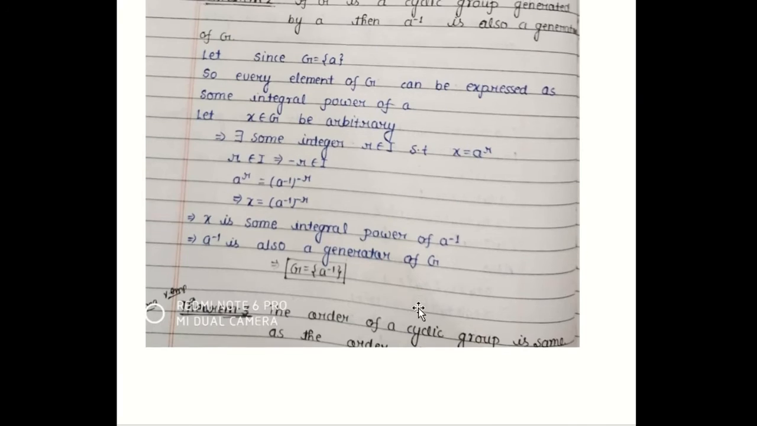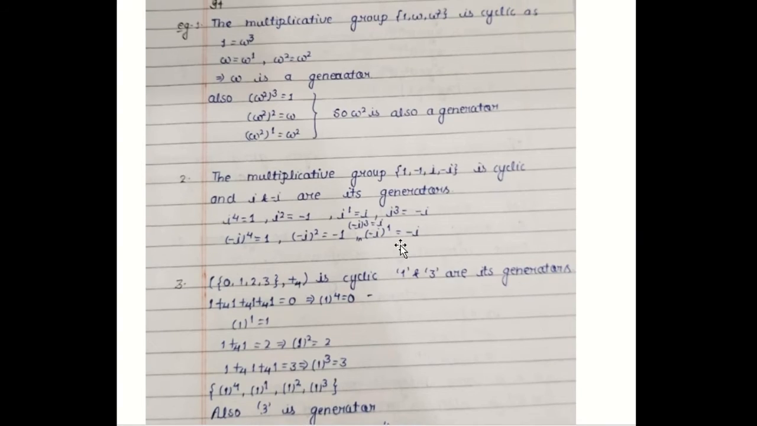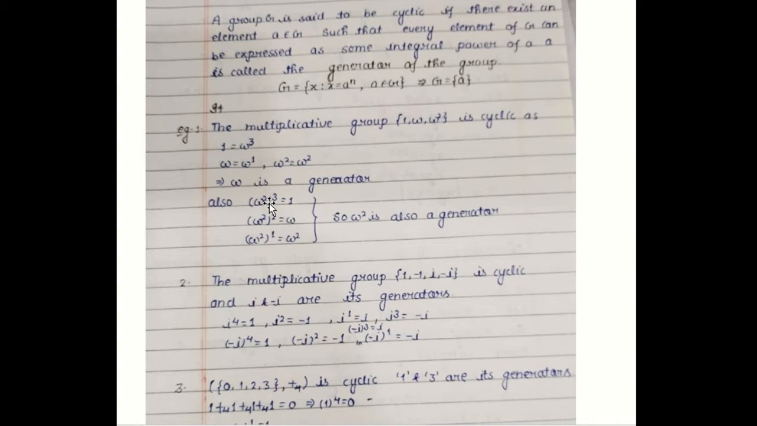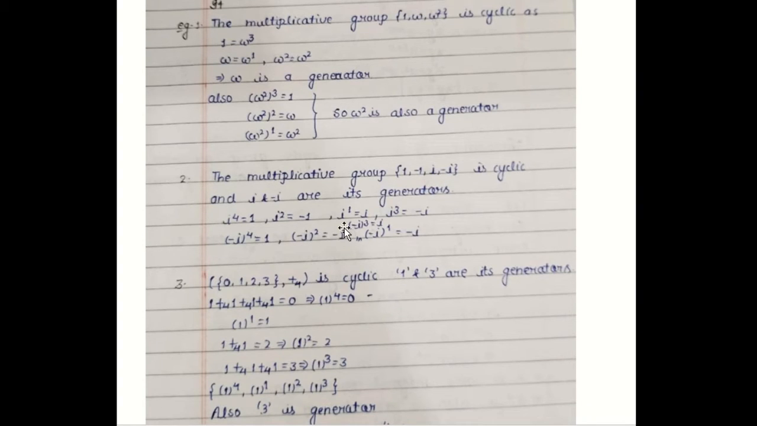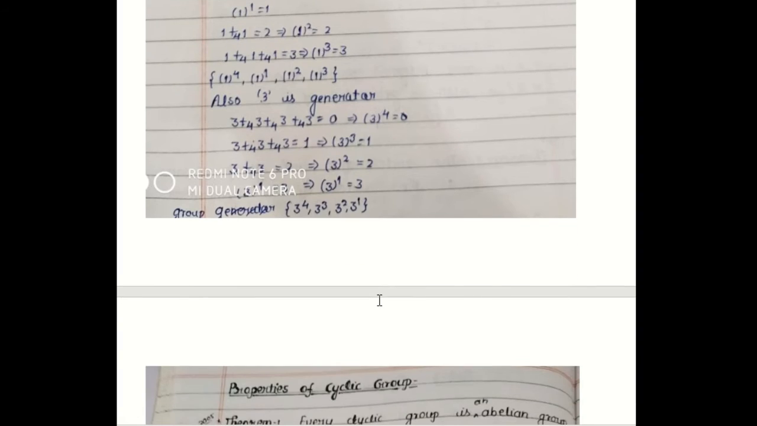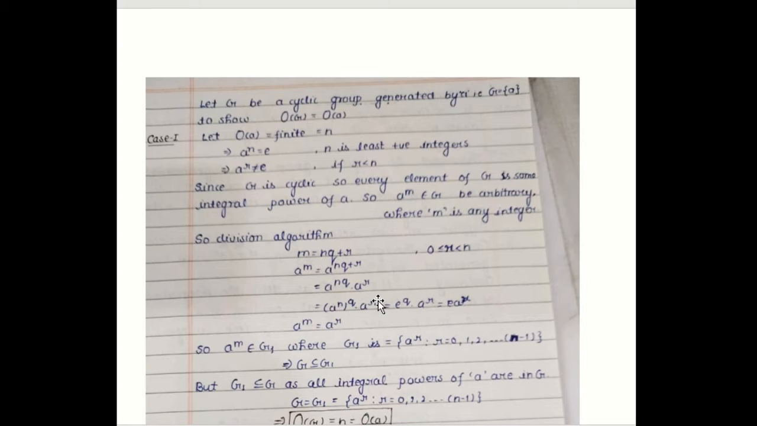The next theorem is what? The order of a cyclic group is the same as the order of its generator. We can show it by example. You can see here the order of omega is 3 and the order of omega square is 3. I have already discussed it in the previous chapters. And here the order of i is 4, the order of minus i is 4, which is equal to the order of the group. So the order of the group is equal to the order of the generator in a cyclic group. This is a very important theorem. Now we are going to prove this.